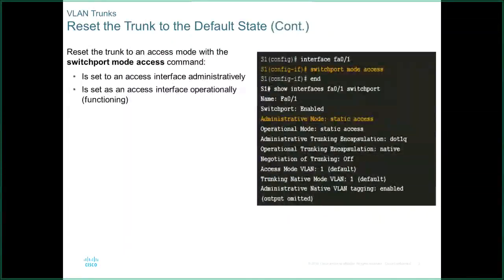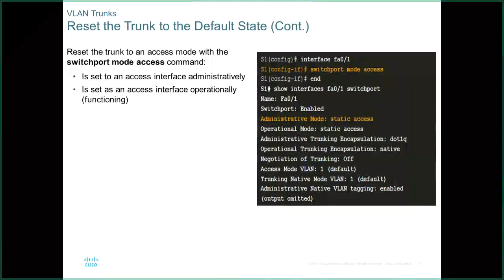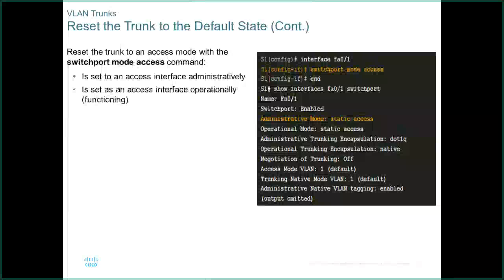Removing the trunk and turning it back into a standard data port, we just turn around and change the mode to access. And that will change it from trunk to access. So the switchport mode command, the last one entered, is its current state.